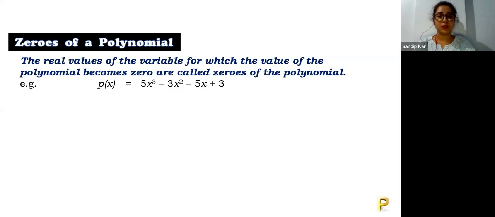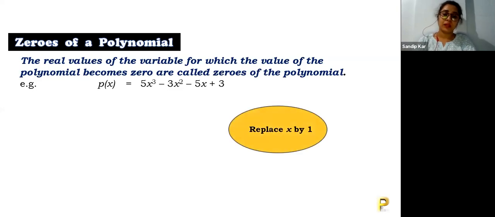Let's solve a question related to this so you can understand it. So P of x is equal to 5x cubed minus 3x square minus 5x plus 3 is the question. Replace x by 1. So what we are doing is we are simply replacing x by 1.